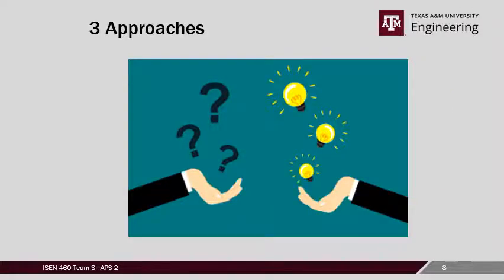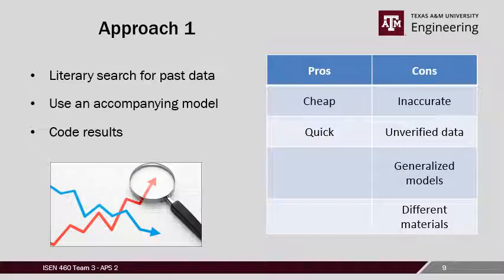Now that we've established a framework to work in, I'll hand it over to Eric to discuss the 3 approaches that we came up with. In our first approach, we would address phase 1 by using already established data found by other scholars. Depending upon what we found, phase 2 would be completed by either using an accompanying model with the data or generating our own. In phase 3, we would manually hard code our results into our Paperless Parts account, yielding an integrated cost model as requested.